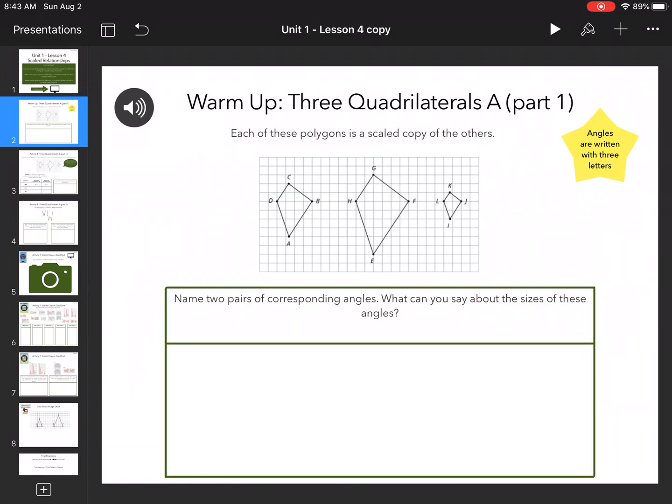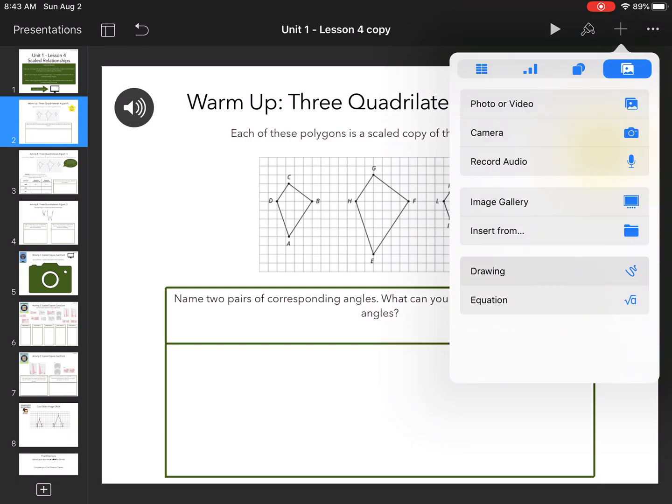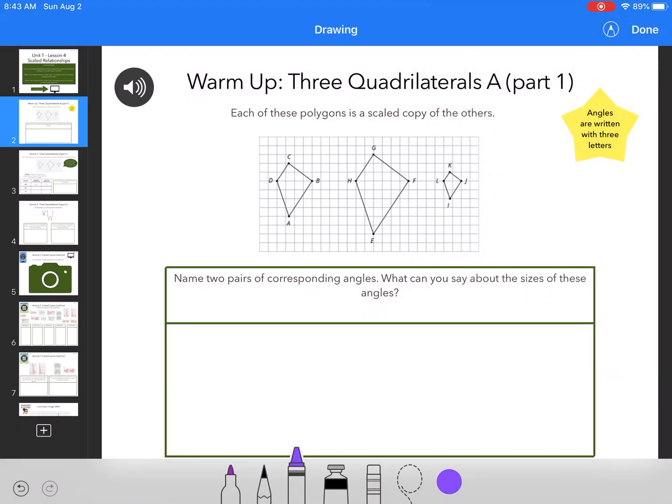So our warm-up today is that you're using these 3 polygons and they're scaled copies of each other. They're telling us that. We're not trying to figure it out. They're telling us we know. So now we're going to start matching up. Name 2 pairs of corresponding angles. So I'm going to start with this one because that's the one that jumps out at me. So I need to make sure that I write 3 letters when I name an angle.